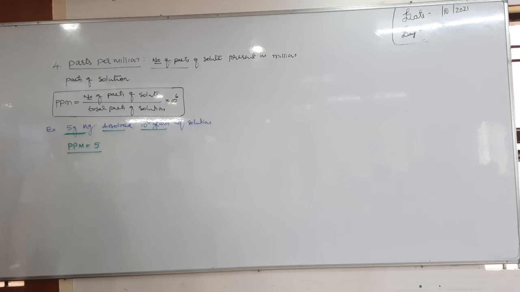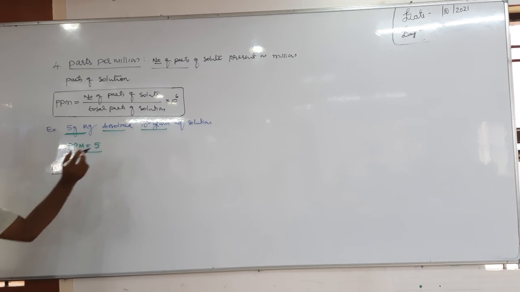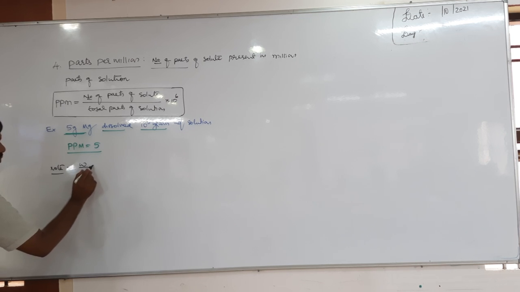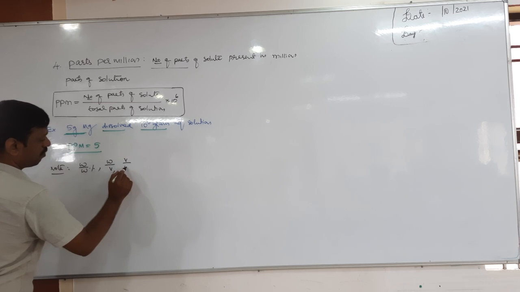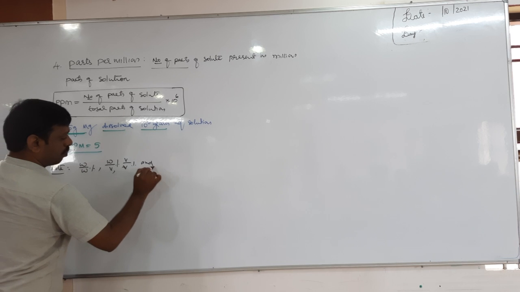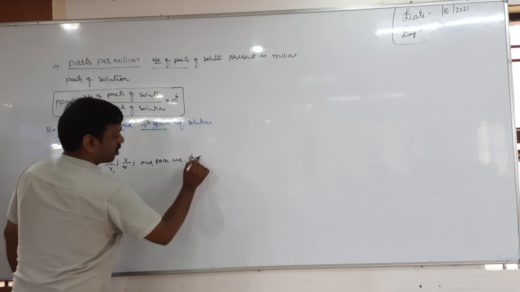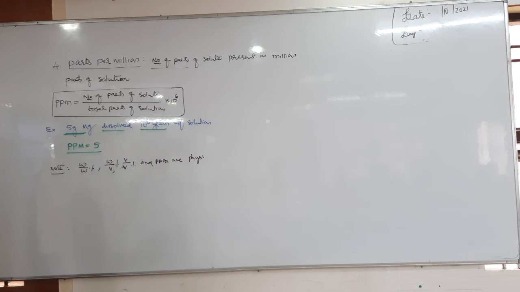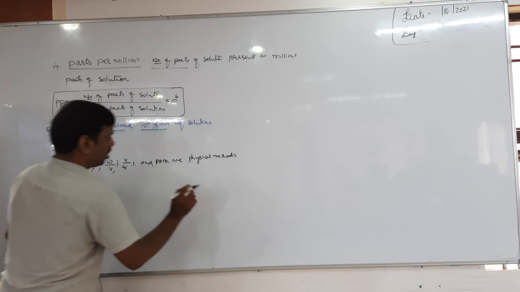Okay. So next, fifth method is, yeah, here write one note. Note: W by W percentage, W by V percentage, V by V percentage, and ppm are which methods? They are physical methods of expressing concentration. The first 4 methods are physical methods of expressing concentration.